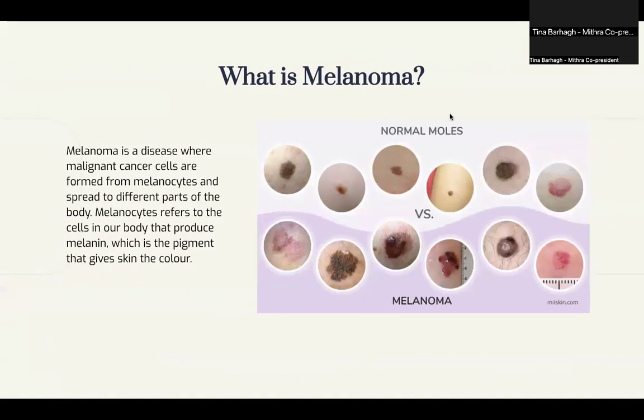So what are melanomas? As you can see, the top part of the figure shows normal moles that are non-cancerous or benign. And the bottom one shows a malignant form of the same, like moles that have become cancerous. And so melanoma is a disease where malignant cancer cells are formed from melanocytes and spread to different parts of the body. Melanocytes refer to cells in our body that produce melanin, which is the pigment that gives skin the color it has.